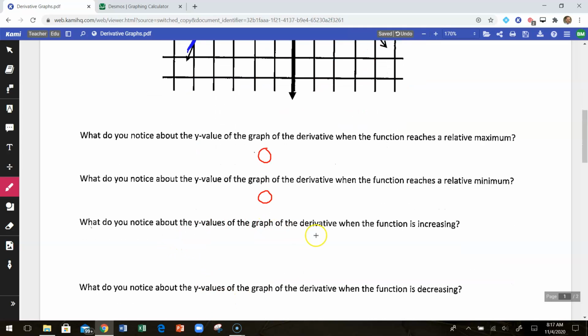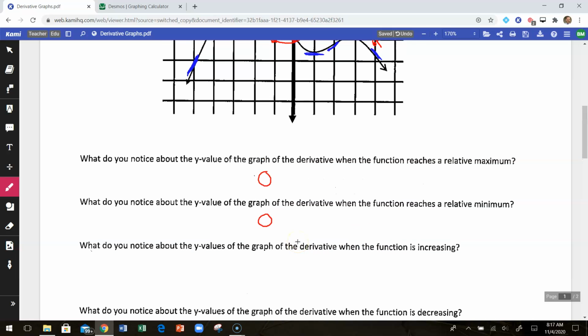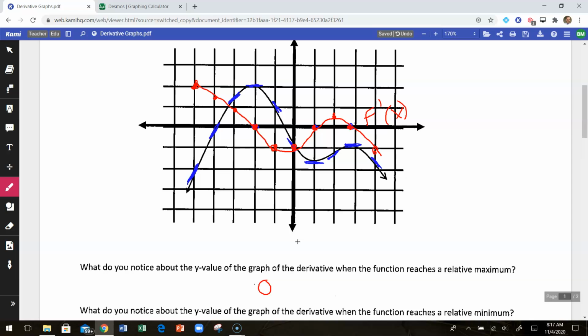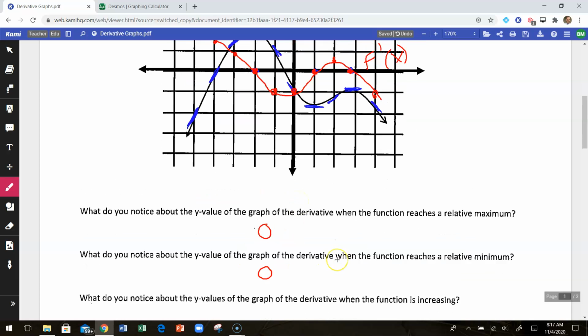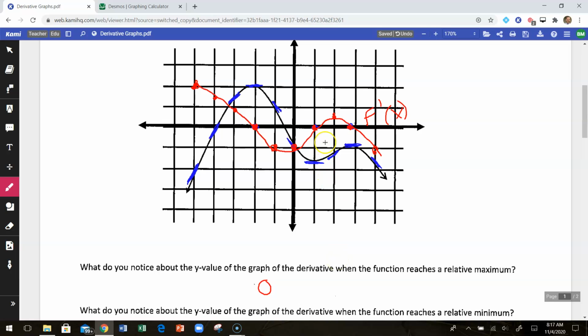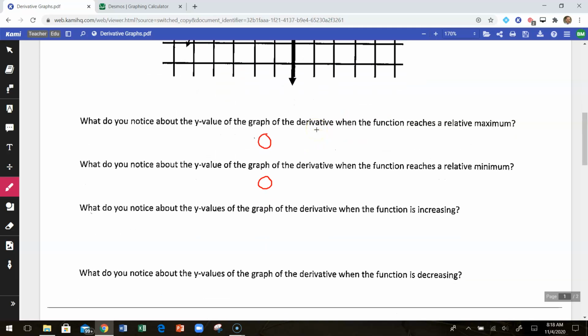What do you notice about the y values of the graph of the derivative when the function is increasing? So if f of x is increasing, the graph is going up, what do I notice about the y values of the derivative? What you should notice is if a graph is increasing, all of those tangent line slopes will be positive, which means the y-coordinates for your derivative should be positive values. They should be above the x-axis. Every time your graph is increasing, the y values of my derivative should be positive values. So I'm just going to put that they're positive.